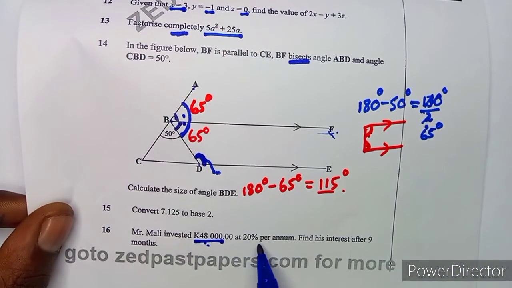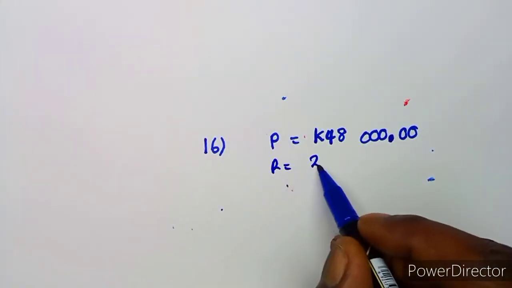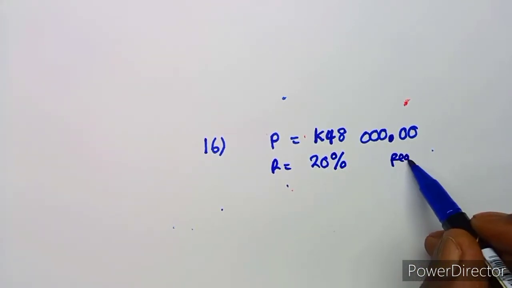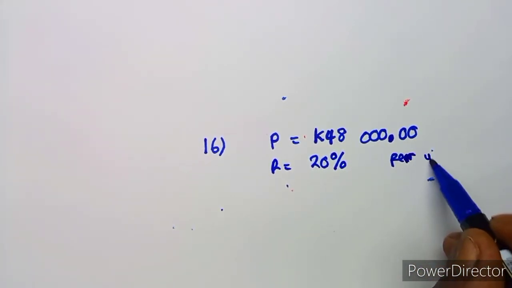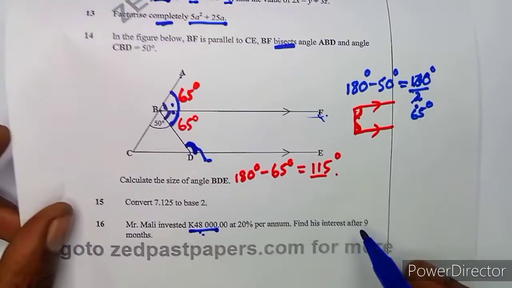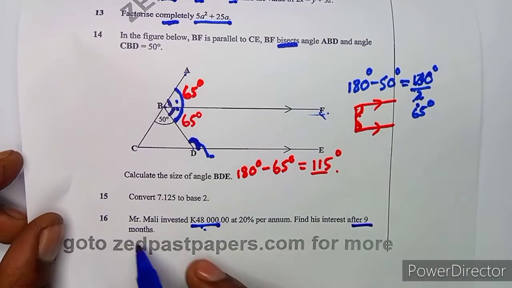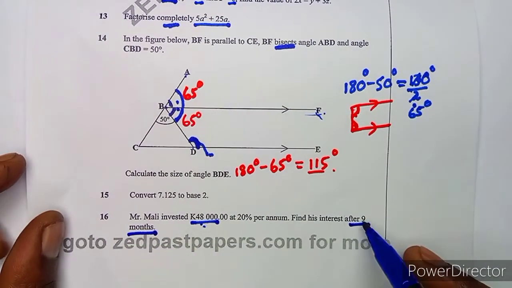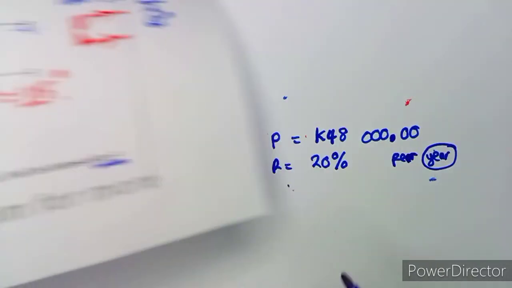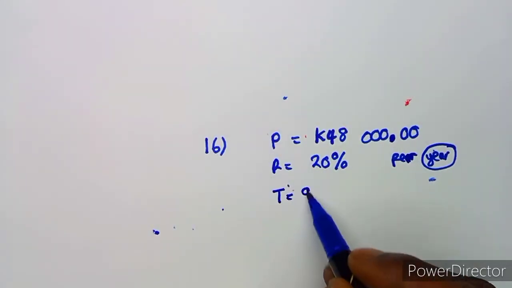All right, then we move on at 20% per annum. So this is your rate, the rate that you're given, that's 20% per annum, that is per year. But the time we are given in months, that is 9 months. So this time must be converted to years. Your time is supposed to be in years.